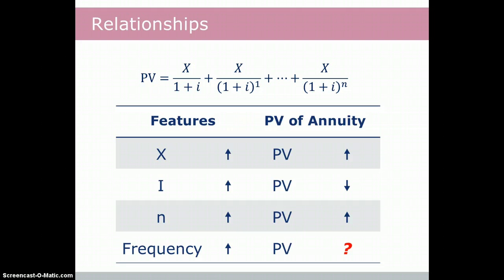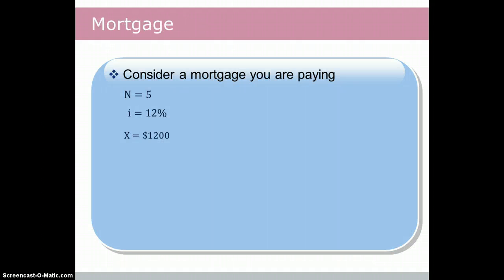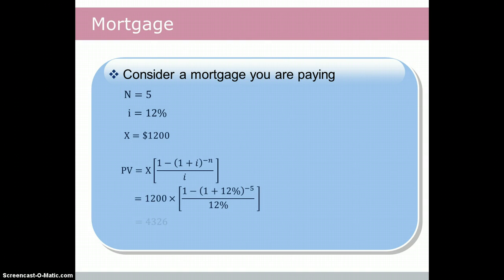So how about frequency? $7 a week or $1 per day, which one do you prefer? Consider the mortgage you are paying. If it is paid yearly, then for the 5-year mortgage, each payment equals $1,200. The interest rate is 12%. PV is equal to $4,326.